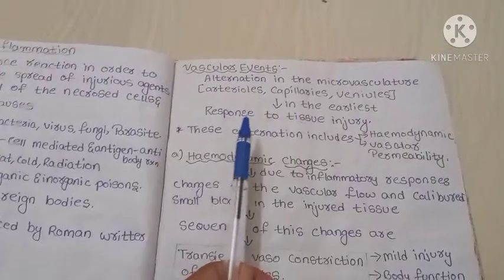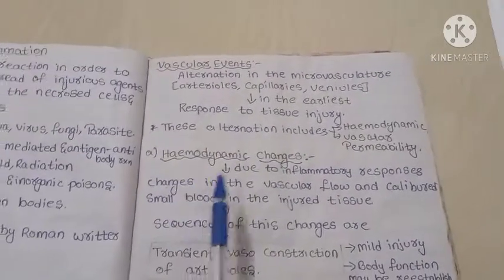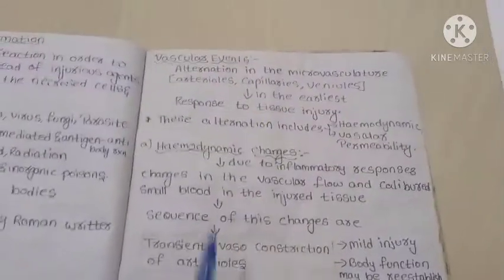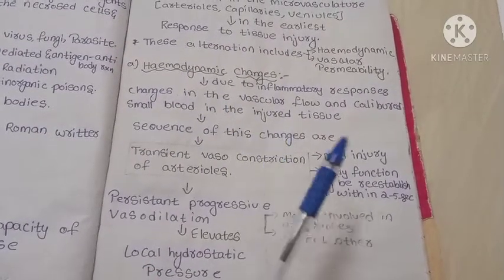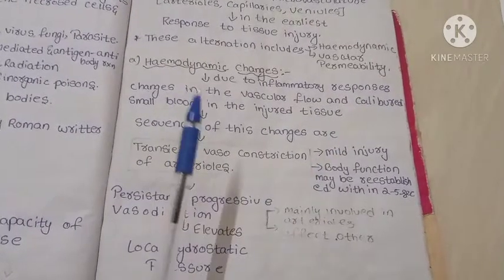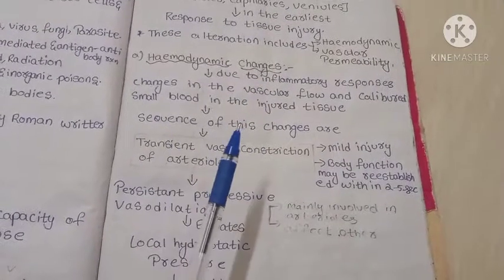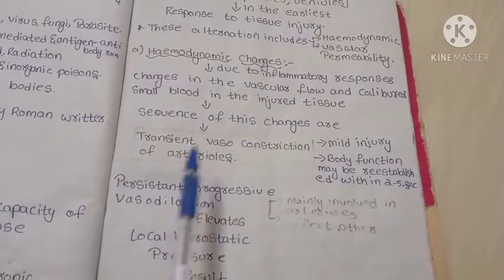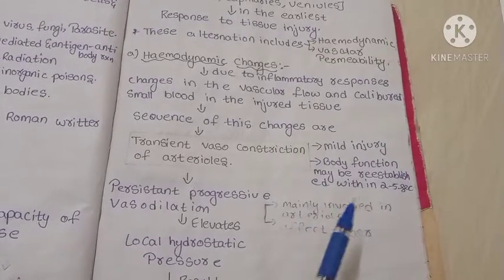It occurs in response to tissue injury. The alteration includes hemodynamics and vascular permeability. First, we will see hemodynamics. Hemodynamics occurs due to inflammatory response changes in the vascular flow and caliber of small blood vessels in the injured tissue. As a result, the sequence of these changes begins with transient vasoconstriction of arterioles. In mild injuries, normal function may be re-established within 2 to 5 seconds.